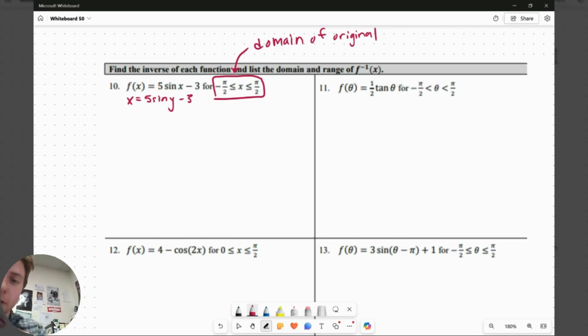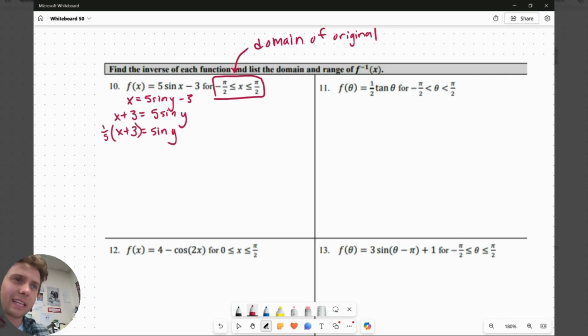We need to solve for the y value, so we could add the 3 over. Once we do that, we could divide the 5 over. Realize dividing by 5 is the same thing as multiplying by 1/5. So I'm actually going to write this as 1/5 times x plus 3. The reason for that you will see here in just a moment.